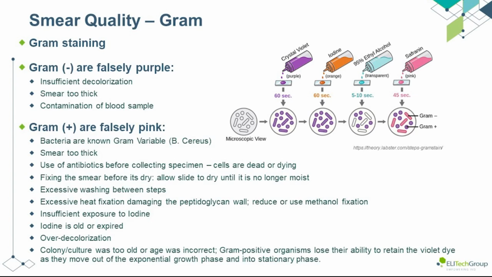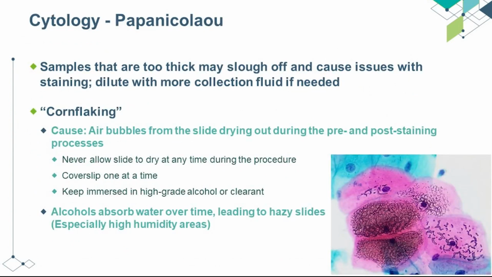Over-decolorization is a difficult thing to deal with in this stain. Depending on the decolorizer you're using, even decolorizing for an extra few seconds can lead to this. This is usually why the decolorizer is performed drop-wise in manual gram staining. And finally, when running control samples or slides, it's important to remember that gram-positive organisms lose their ability to retain the violet dye as they move out of the exponential growth phase. So you'll need to closely monitor the age and concentration of the colony if you are looking for perfectly staining gram-positive controls.